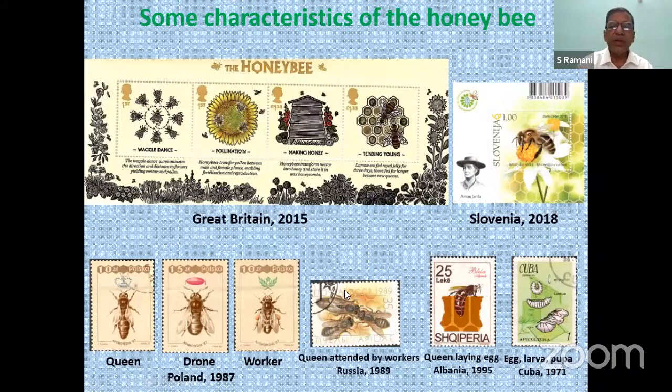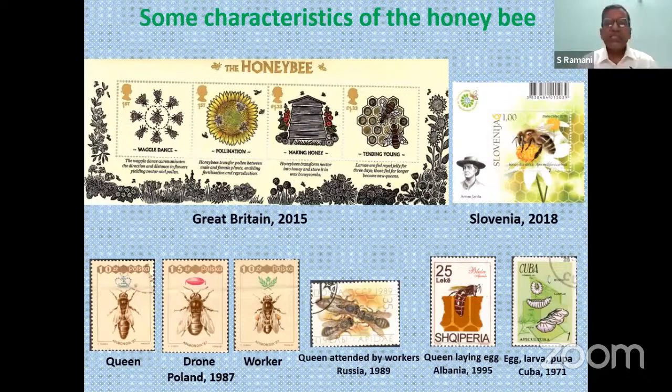Again, another aspect about the bees, which can be shown in the stamps. Here you can see a queen bee laying an egg inside the cell. The biology can also be looked at in stamps. The egg, the larva, the bigger larva, the pupa are also shown in these stamps. So this way, we can understand a lot of things about entomology or insects also using stamps.